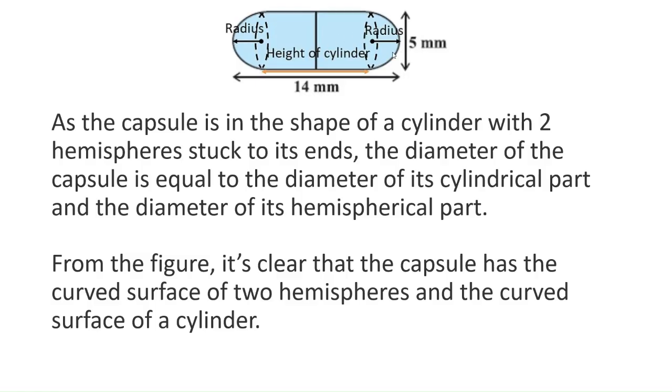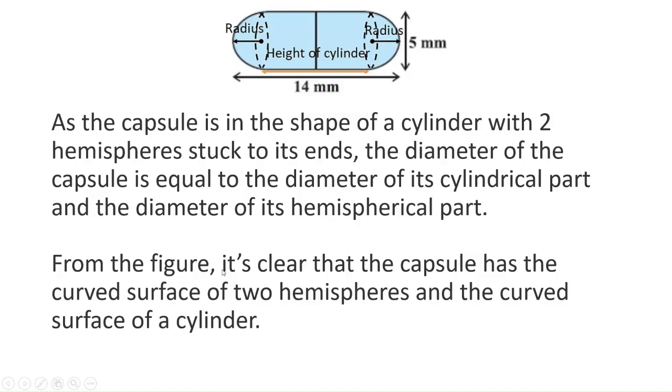Okay, so as the capsule is in the shape of a cylinder with two hemispheres stuck to its ends, the diameter of the capsule is equal to the diameter of the cylindrical part. It is very obvious, we can understand both the hemispheres are stuck onto that particular cylindrical shape. Obviously it is clear that the diameter of the hemisphere will be equal to the diameter of the cylinder. There is no doubt at all, right? So we can conclude that the diameter of the capsule is equal to the diameter of the cylindrical part and the diameter of the hemispherical part also.